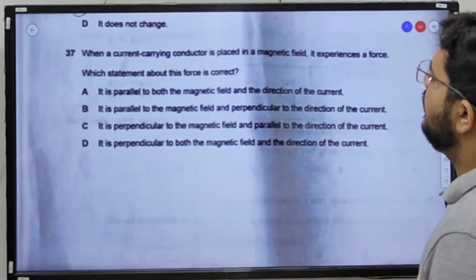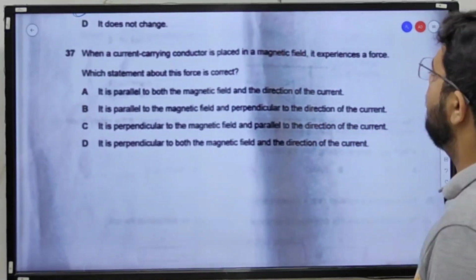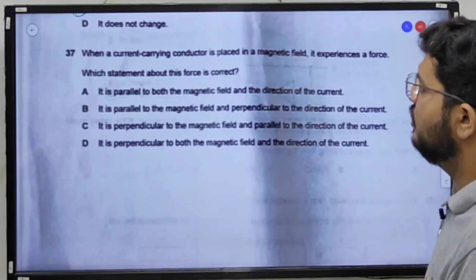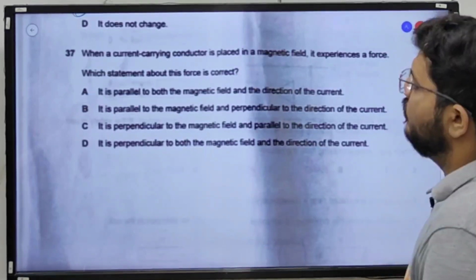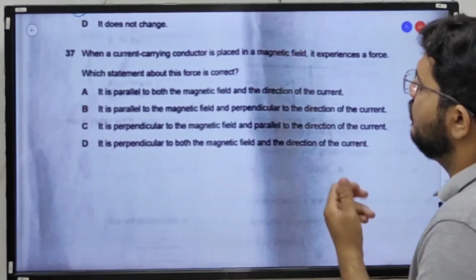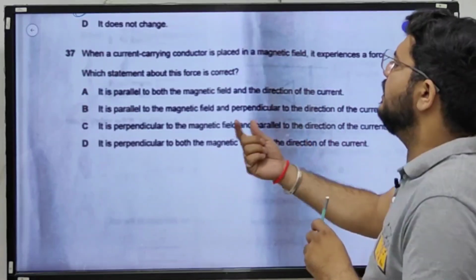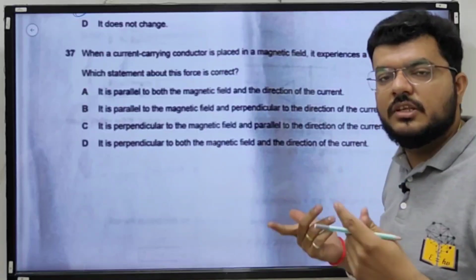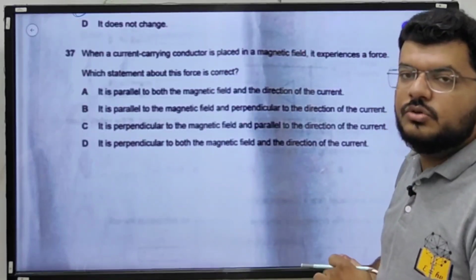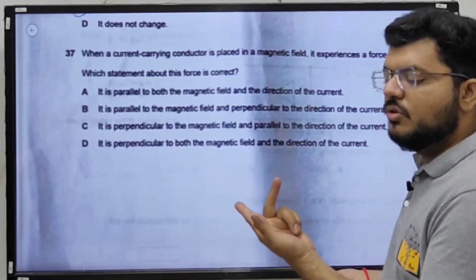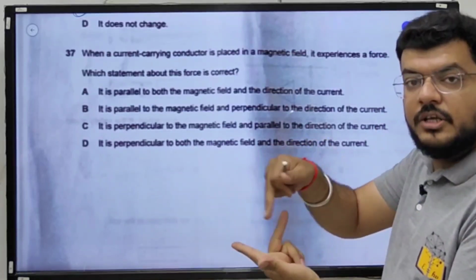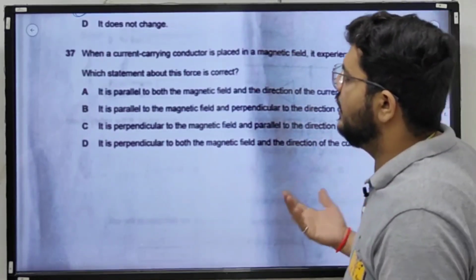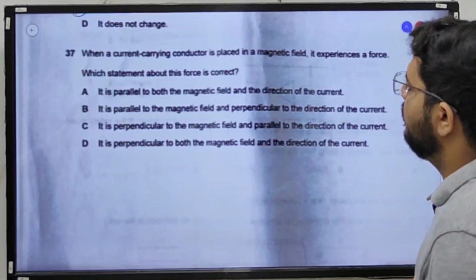When a current carrying conductor is placed in a magnetic field, it experiences a force. Which statement about this force is correct? This is nothing but a motor. Motor uses the left hand rule. So all three are perpendicular to each other. Just remember that.